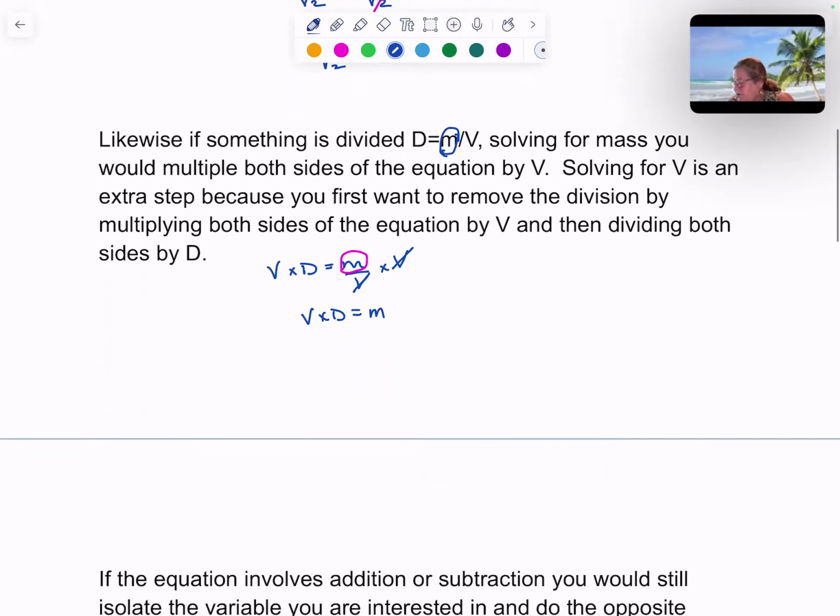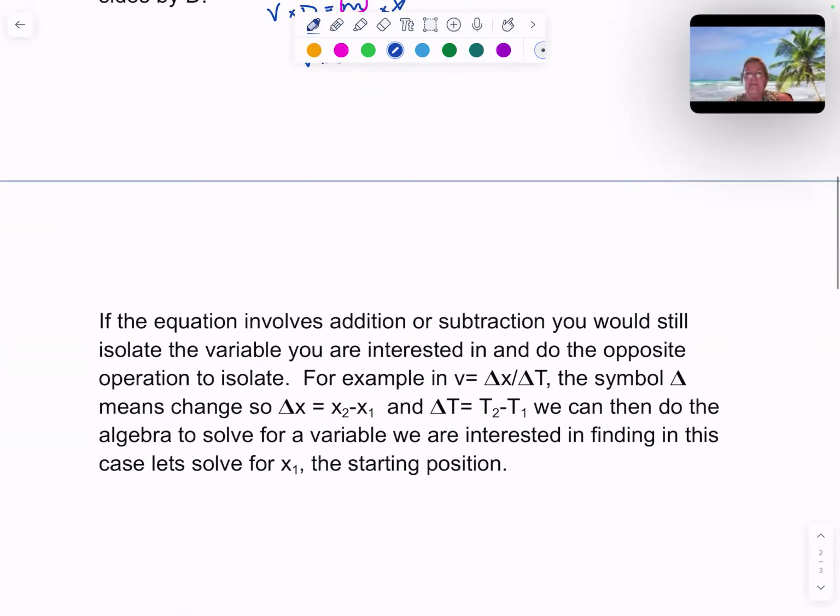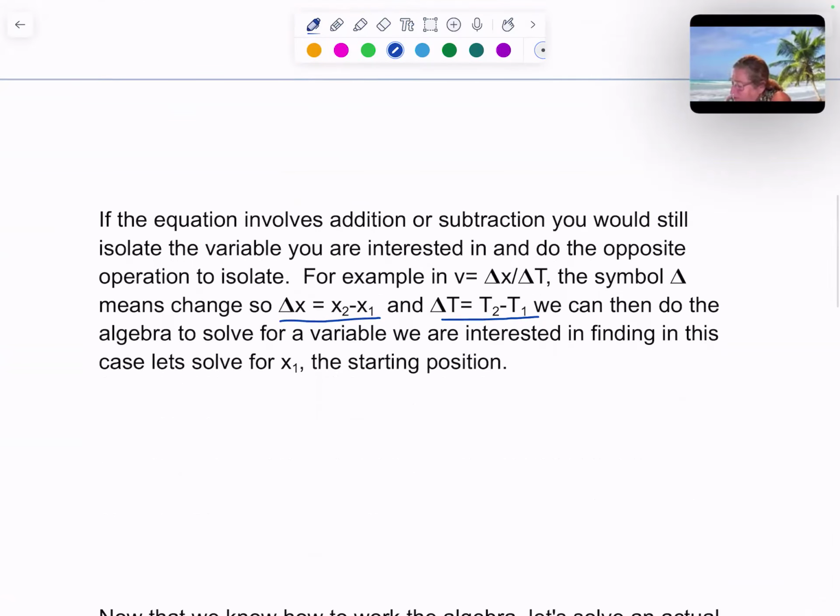Okay, so then it gets a little trickier when we have some things that involve addition and subtraction. Here's a common example from physics. Velocity is equal to the change in displacement over the change in time. That delta symbol means change, okay? So delta x would be x2 minus x1. Delta t would be t2 minus t1. And we can do this solving for any variable we're interested in. So let's say we're going to solve for x1. So we're going to write the equation expanded. Velocity is equal to x2 minus x1 over t2 minus t1.